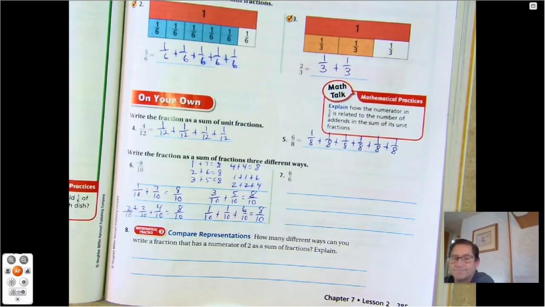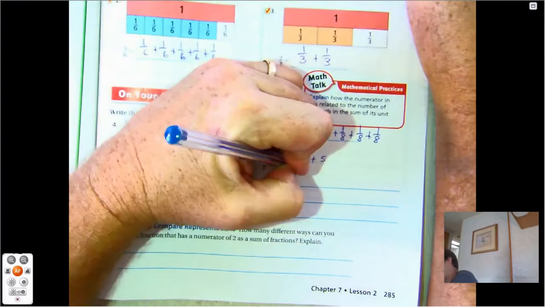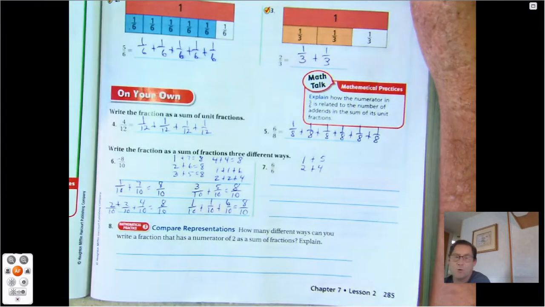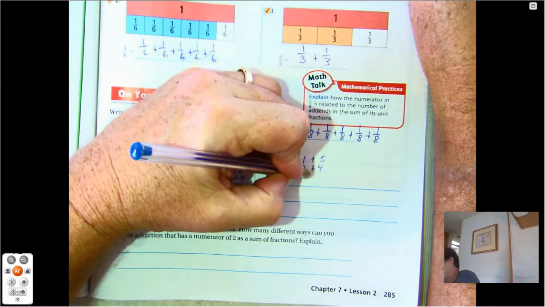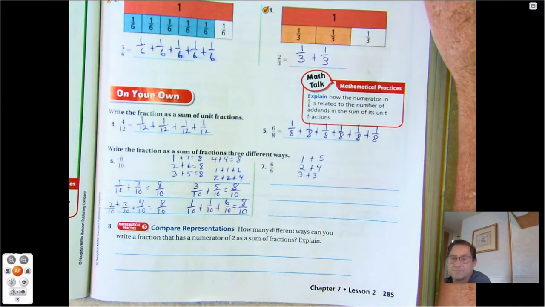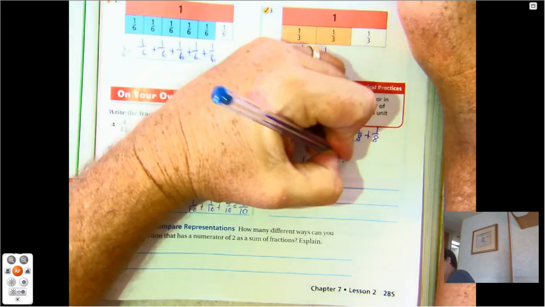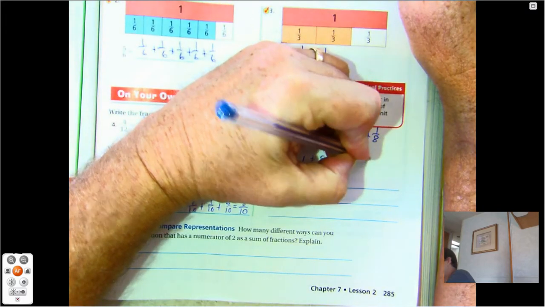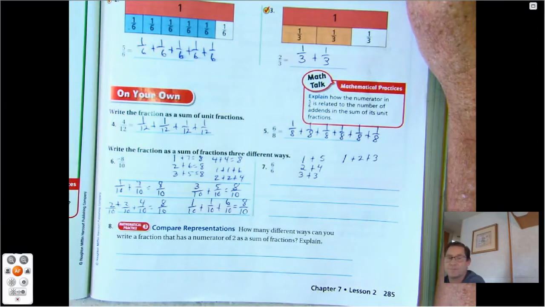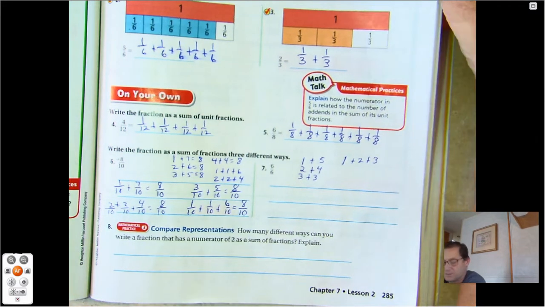6 sixths. Well, what adds up to 6? 1 and 5. 2 and 4. 3 and 3. Okay, well, that's 3 ways right there. How about 3 addends? 1 plus 2 plus 3. We just did this, right? We just did that on page number 2 on page 284.